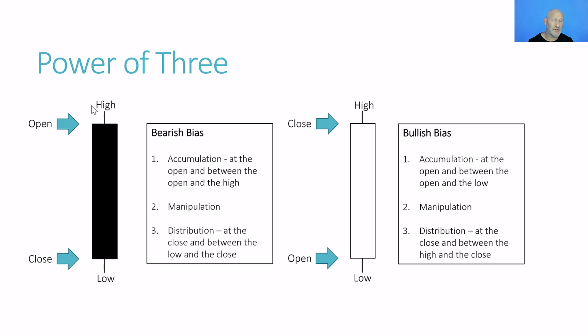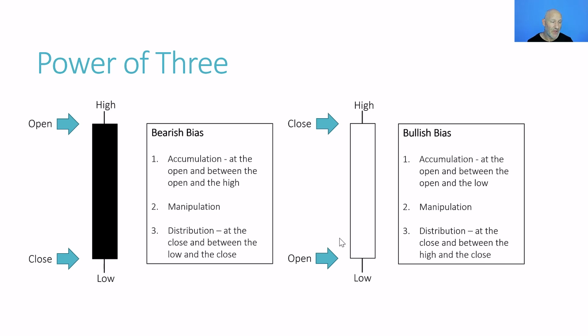Then over the course of the session, the market will trade lower. And between the close and the low, this is where we'll see smart money distributing those short positions that they took at the beginning of the session. So they're going to be looking at going long, closing out those short positions between the close and the low. Now, the opposite's obviously true for a bullish bias.